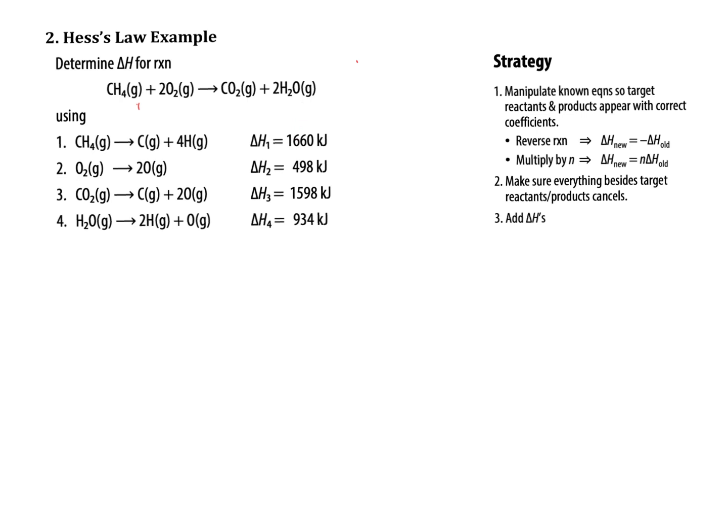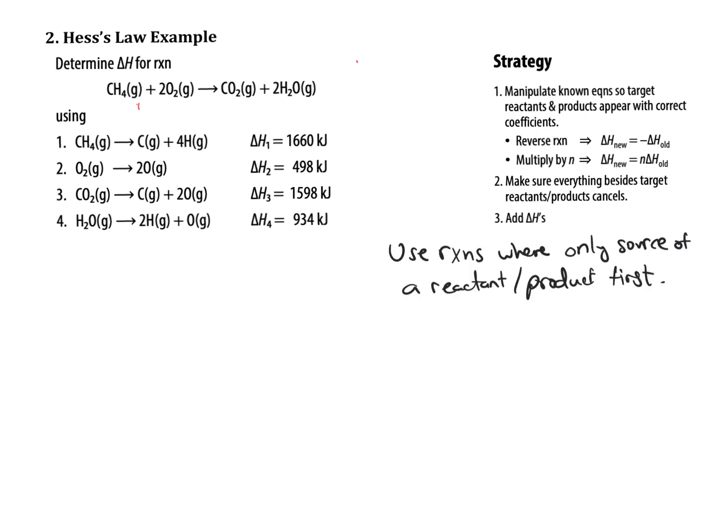Okay, the one trick with doing these is that in some cases there are a lot of reactions to use. In general, like balancing reactions, we want to use those reactions where there's only one source of a reactant or product first. So, for example, here, if I'm looking at these four reactions, oxygen is in several of these reactions, 2, 3, and 4.